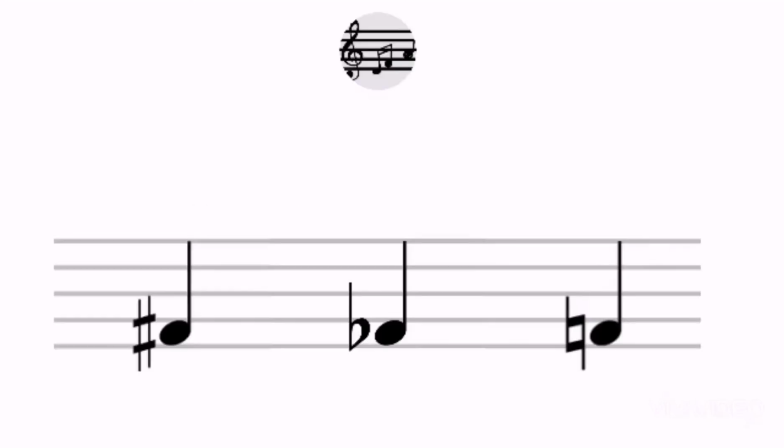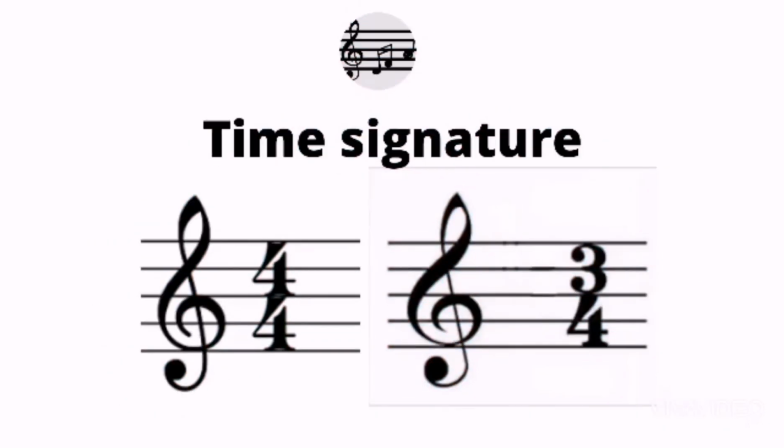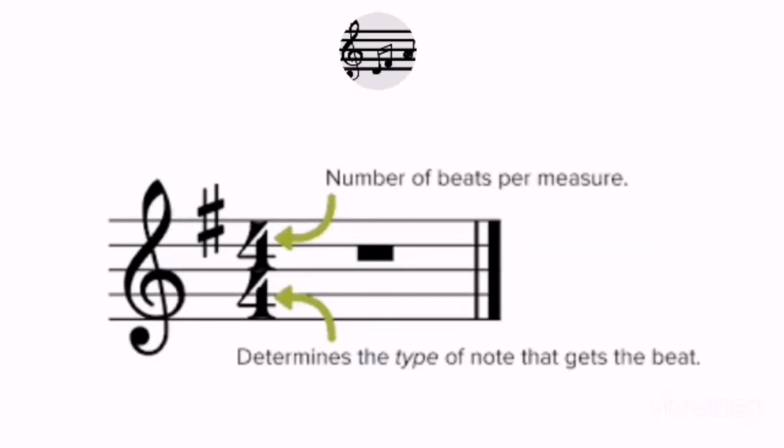To write the flat, sharp, or natural symbol on a sheet music, you just need to put it on the left side of the note. Time signature. This is divided in two parts, two numbers, one above and the other below. The one above means the number of beats or times per measure, and the one below determines the type of note that gets the beat.